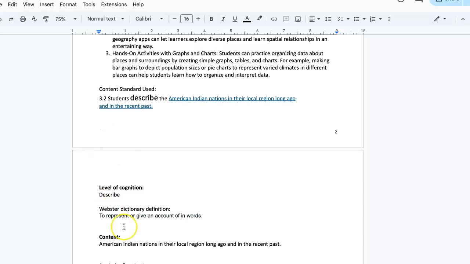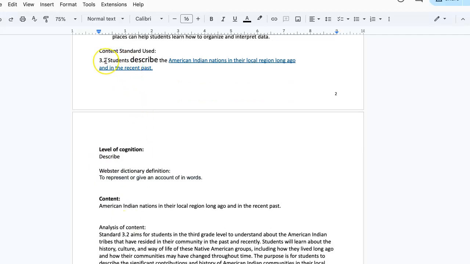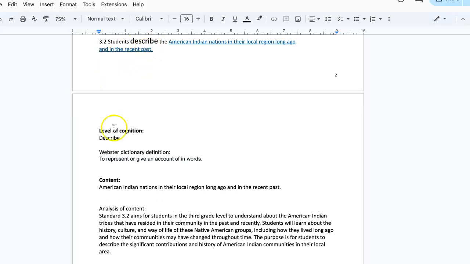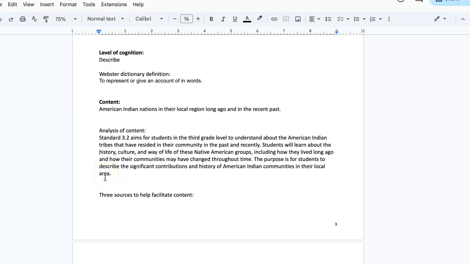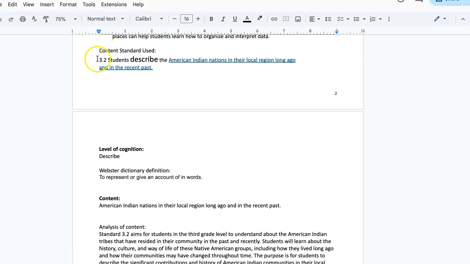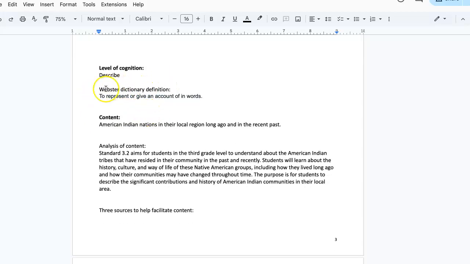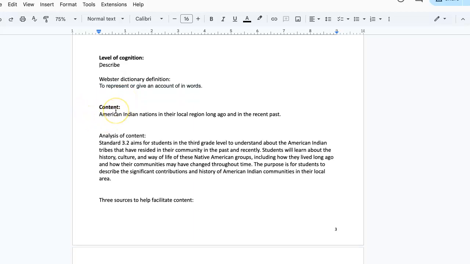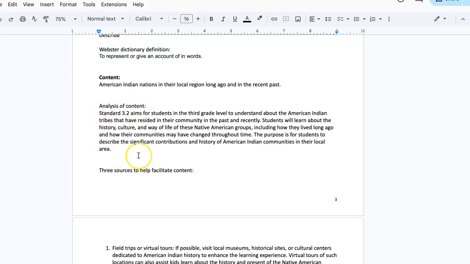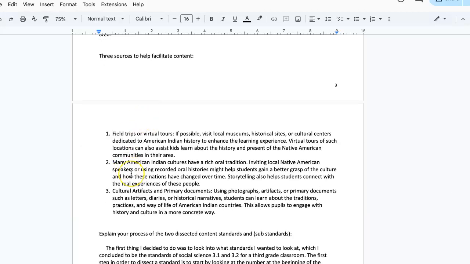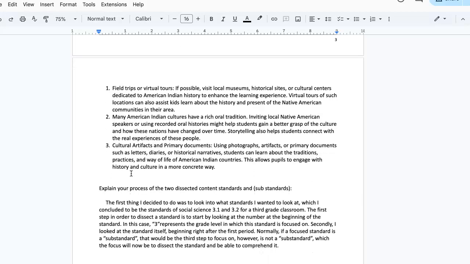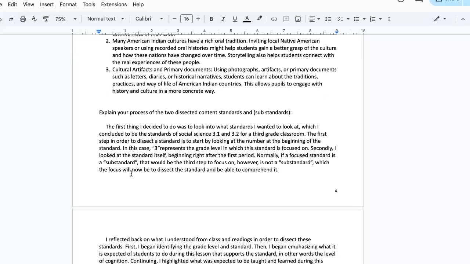And following with the 2nd standard, we were supposed to focus on 2 standards. The first one was 3.1, now this was 3.2. It's a different standard, however, the process was exactly the same. We focused on the grade level, we read the standard, we then looked for the level of cognition. We made sure that the level of cognition is the same definition that we are used to, as well as the content on what's going to be taught, a brief description with a lot of detail on what is going to be taught, as well as sources that can be used in the classroom to help students be able to move through the lesson smoothly.